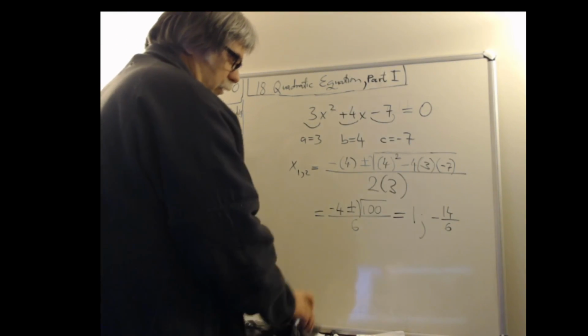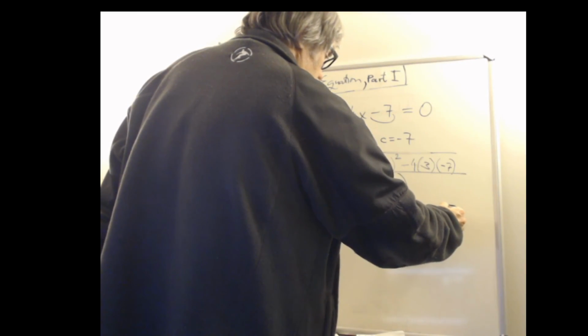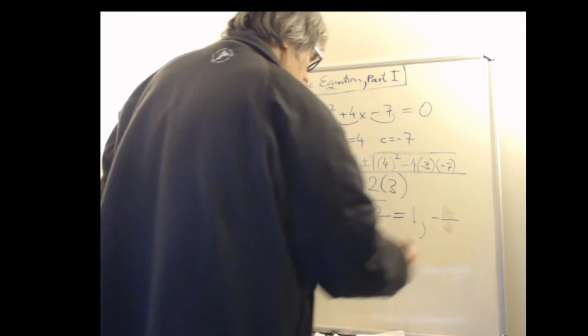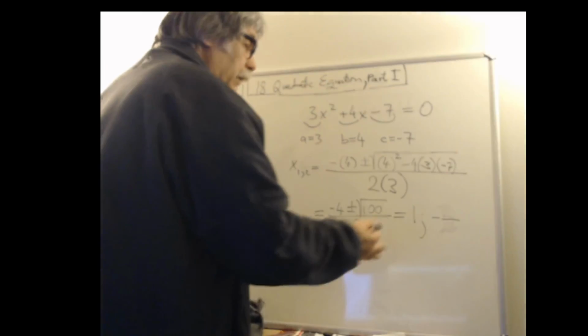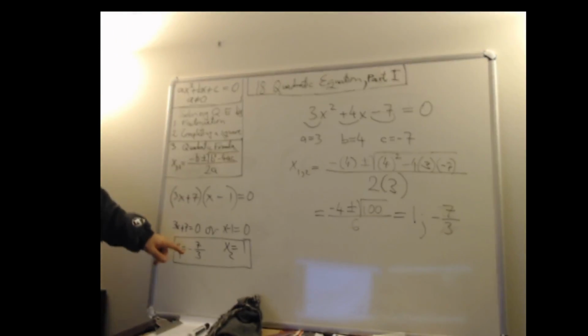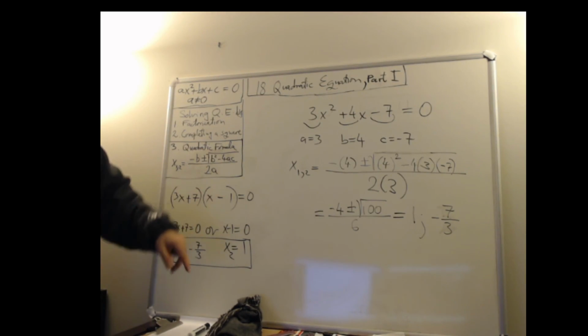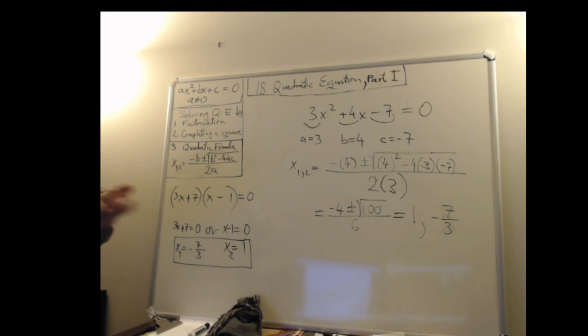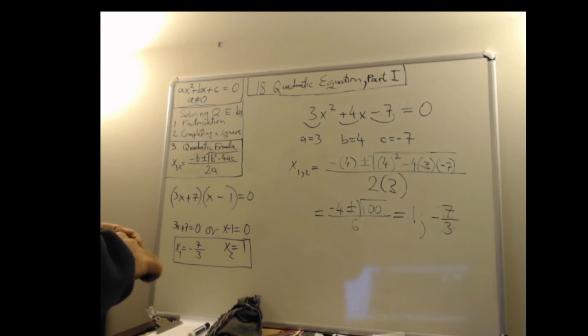You are going to probably want to reduce this. So you divide up and down by 2, and you get negative 7 over 3, the second one, the first one 1. It doesn't make any difference what you call the first one, what you call the second one.